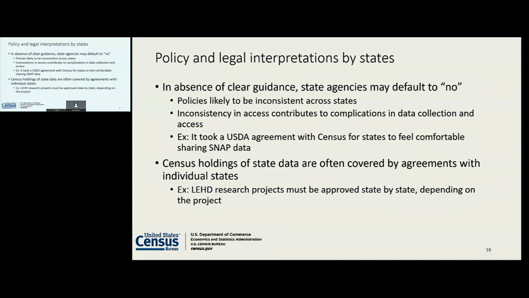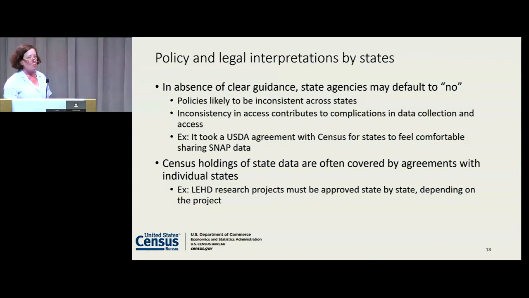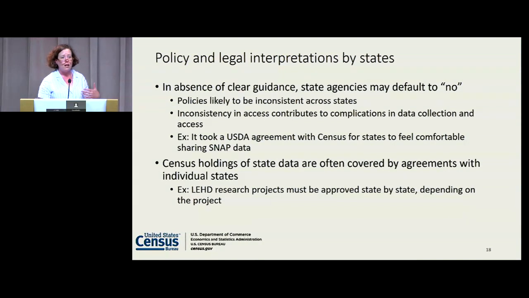And so there's inconsistency in access that contributes to complications in data collection, and also permissions for other people to use the data. A good example of this is the Census Bureau going directly to the USDA to get the agreement in place that it was okay for states to share their SNAP data with us. That was an extra step that we had to take even while we were negotiating with individual states because of this concern.